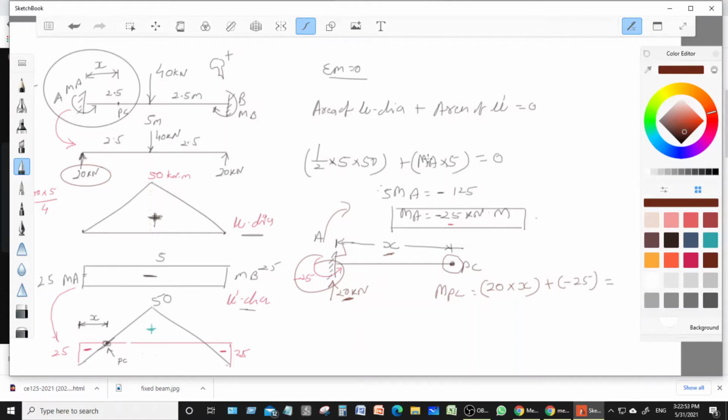Now what is the value of the moment at the point of contraflexure? One thing is known: the moment is always 0 there. This is the point where the moment is 0 and changes its sign. So 20x minus 25 is equal to 0, which means 20x is equal to 25, so x is equal to 1.25 meter. The point of contraflexure occurs at 1.25 meter.